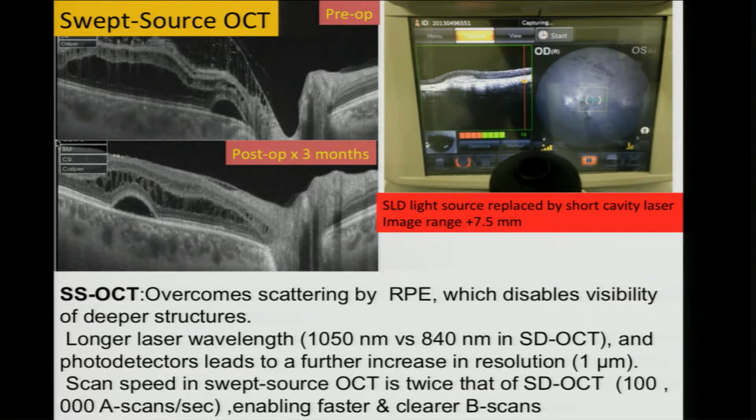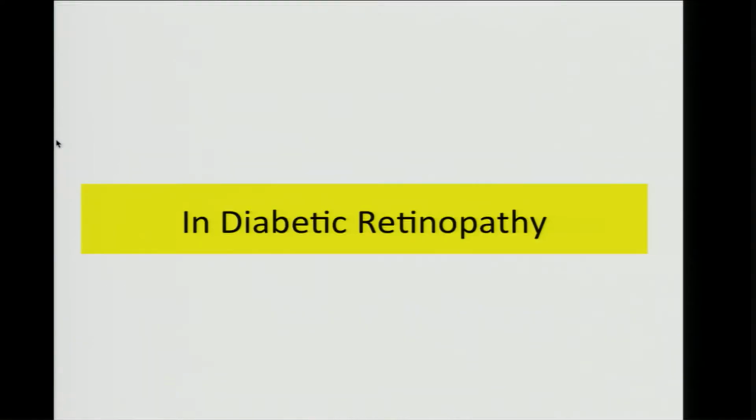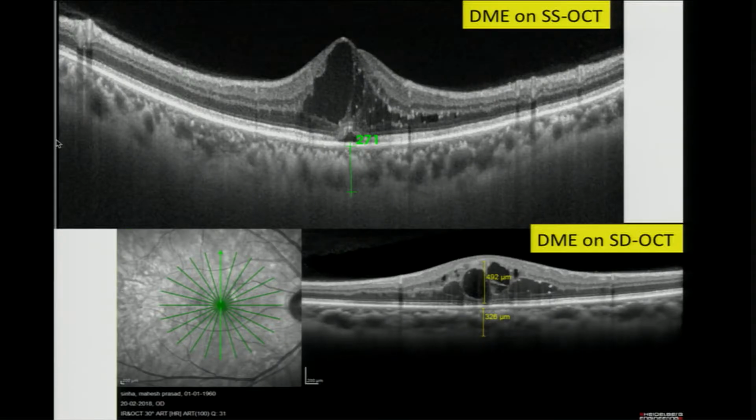So therefore it has a number of applications and usefulness, and it also scans at a very high speed of 100,000 scans per second. This is extremely high as opposed to the previous spectral domain, which usually does about 40,000 to 60,000 scans per second. So I'll first come to diabetic retinopathy, which is a common disease for many of us, or all of us.